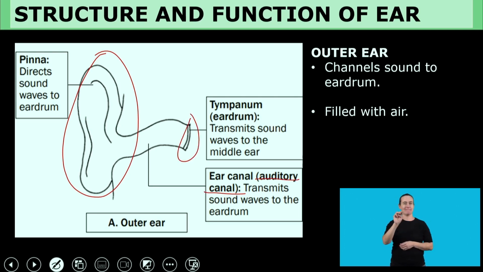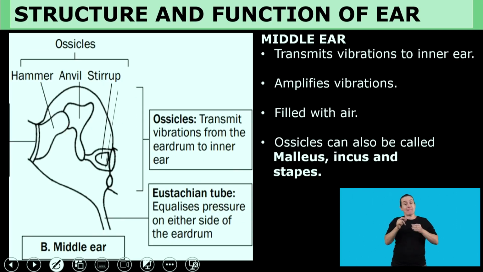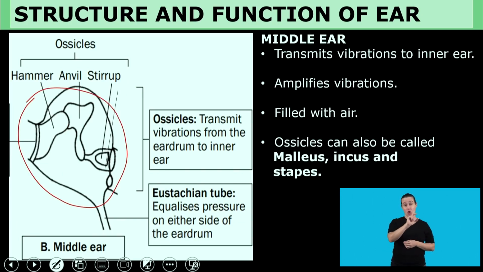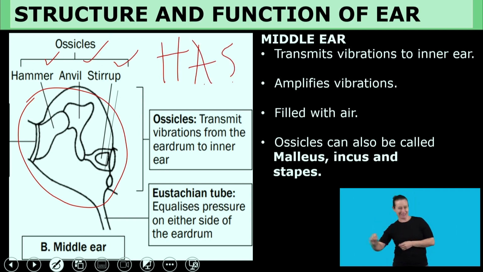The functions are: the ear canal transmits sound waves to the eardrum, and the tympanic membrane transmits sound waves to the middle ear, and the pinna directs sound waves to the eardrum. This is part of the middle ear. So the middle ear is made up basically of ossicles, which are hammer, anvil, and stirrup. In order to remember the correct order, you can use HAS: hammer, anvil, and stirrup. And the ossicles transmit vibrations from the eardrum to the inner ear.